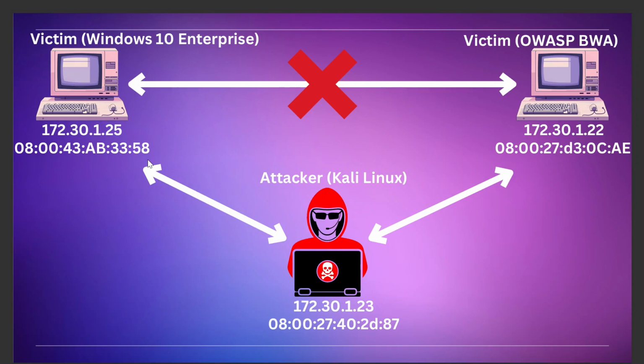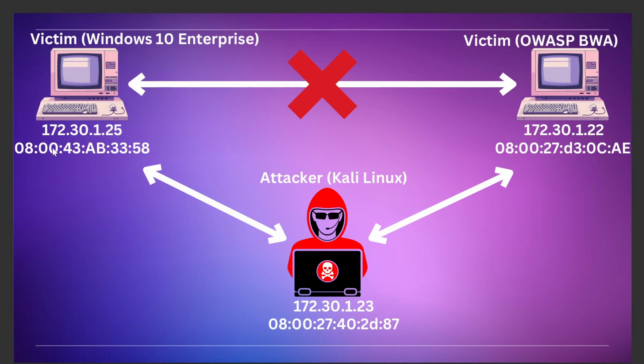Okay, before I move on, the intercept tool poisons the ARP cache or ARP table of these 2 machines here. Whenever we execute that intercept tool, what it will do is poison the ARP table or ARP cache of these 2 machines, giving them incorrect entries. So now what it will do is replace the MAC address of this Windows 10 Enterprise with that of the attacker's machine.